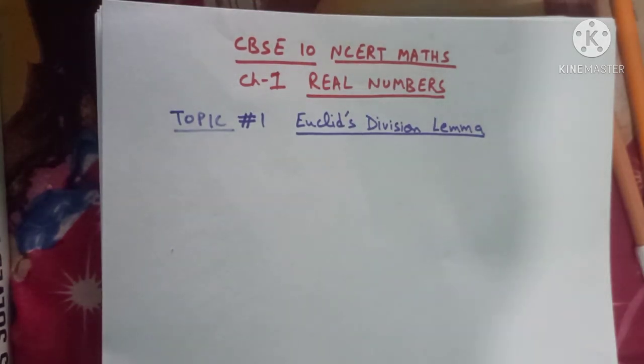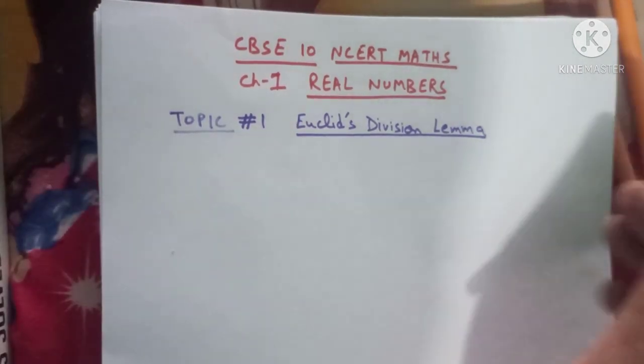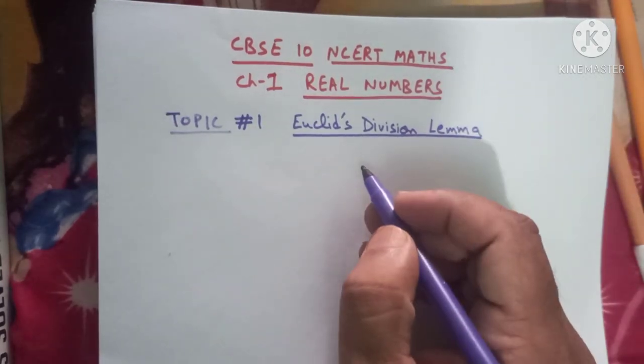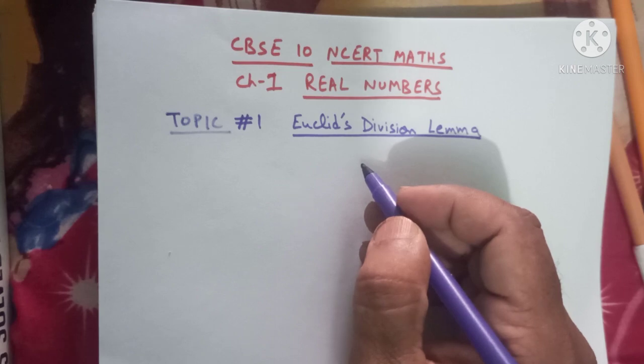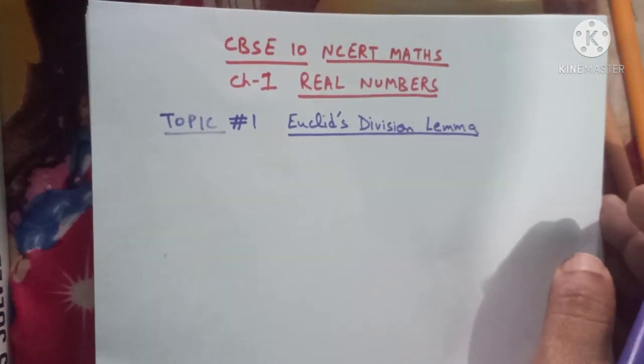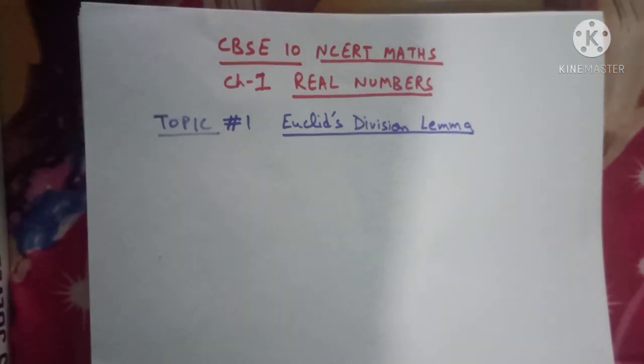Today we are going to start the first topic of chapter 1, Real Numbers, class 10th CBSE, that is Euclid's division lemma or Euclid's division theorem, and we will also discuss Euclid's division algorithm. Very simple, as you have studied in your previous classes about the algorithm that dividend is equal to divisor into quotient plus remainder. This is the same algorithm, just the old thing but in a new way.